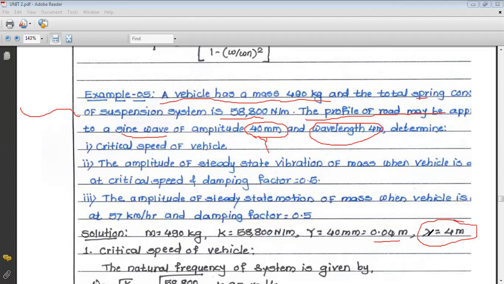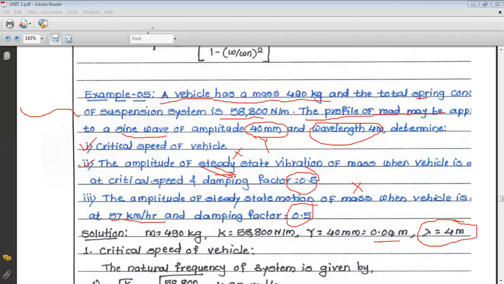Now what do we have to find? First, we have to find the critical speed of the vehicle. Second, the amplitude of steady state vibration of the mass when the vehicle is at critical speed and the damping factor is 0.5, that is, the amplitude of steady state vibration X at critical speed. And third, the amplitude of steady state vibration X when the vehicle is at 57 km per hour and the damping factor is 0.5. So we have to find first the critical speed, and then the steady state amplitude for two conditions.